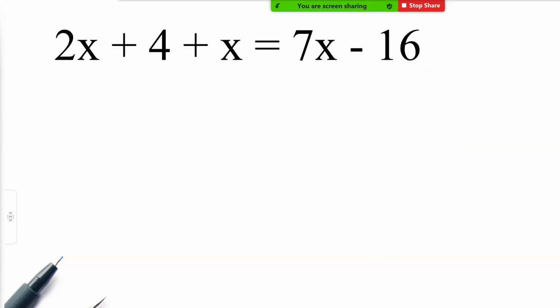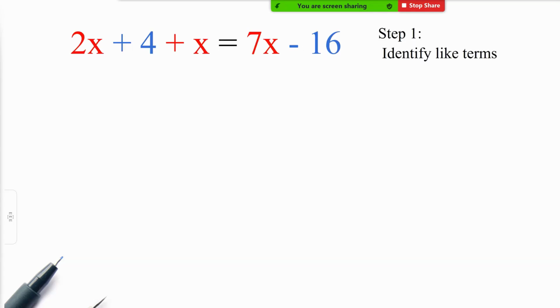The first step you do is you write it down. Okay, that goes without saying. But our true step number 1 is going to be identify like terms. So next to this problem on the right hand margin or the left hand margin, doesn't matter, I want you to write step 1.